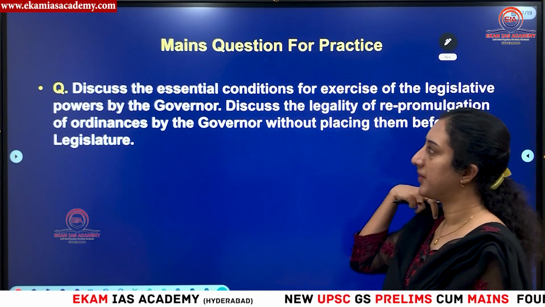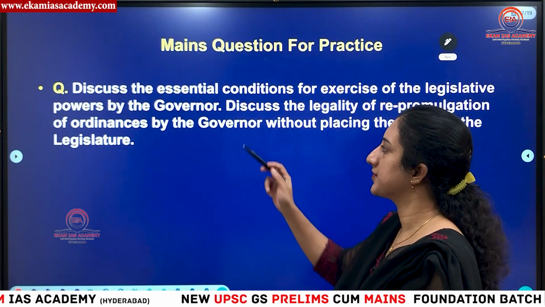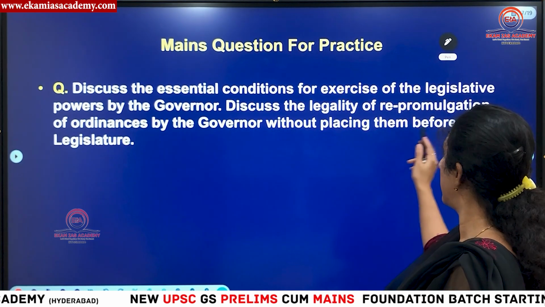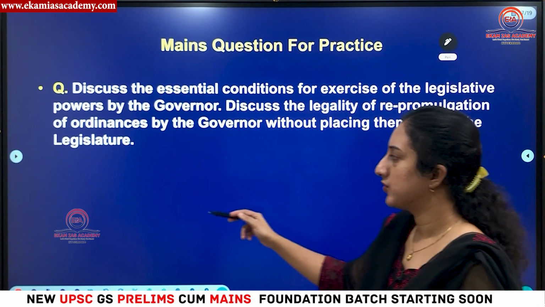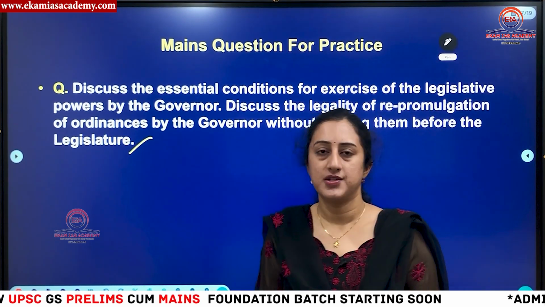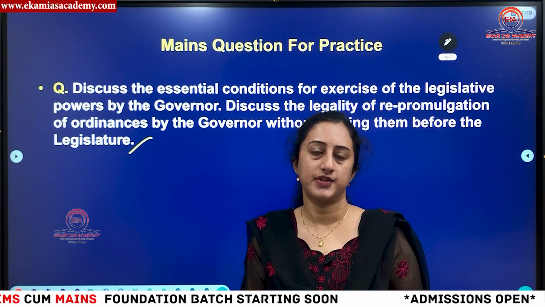Then it is time for the mains question. Discuss the essential conditions for the exercise of legislative powers by the Governor. Discuss the legality of re-promulgation of ordinances by the Governor without placing them before the legislature. This ordinance-making part is also much debatable, so you have to answer this question.